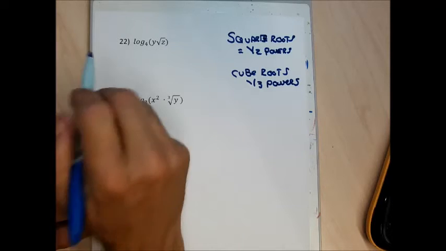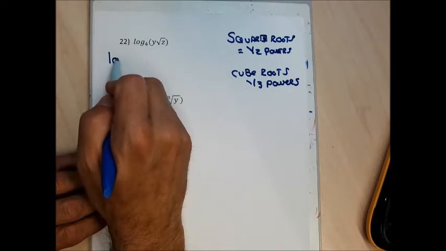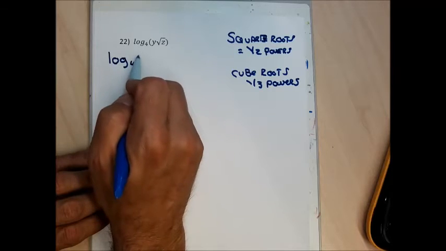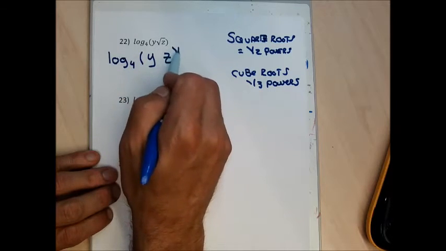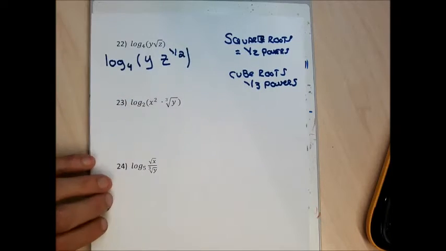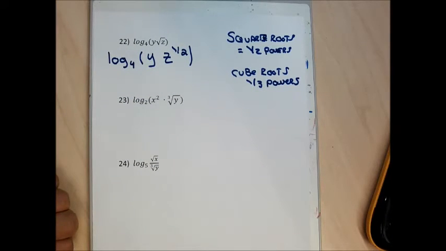So in order to do problems 22, 23, 24, I need to get rid of the radical symbols. In problem 22, I see a square root of z, and in order to do this problem, I need to change it to z to the 1/2 power, because square roots are 1/2 powers. Now that I have it written without the radical, it's easier to do.